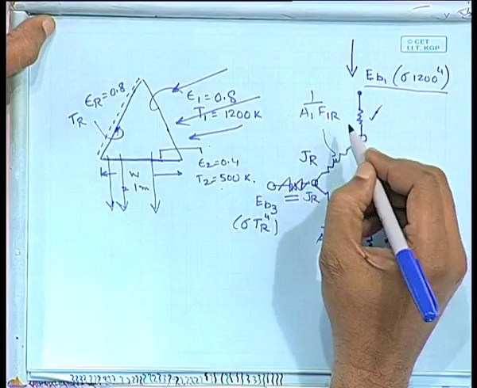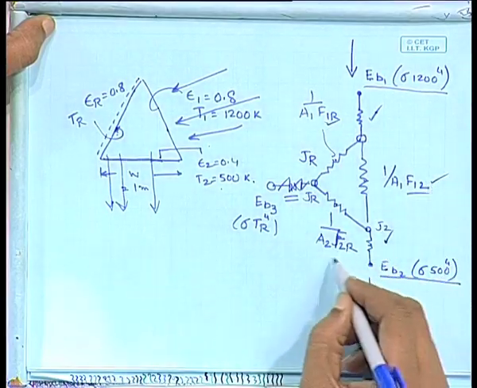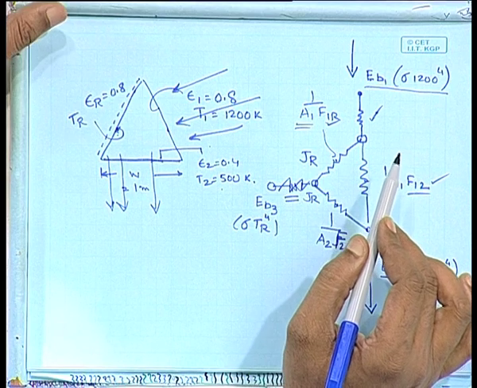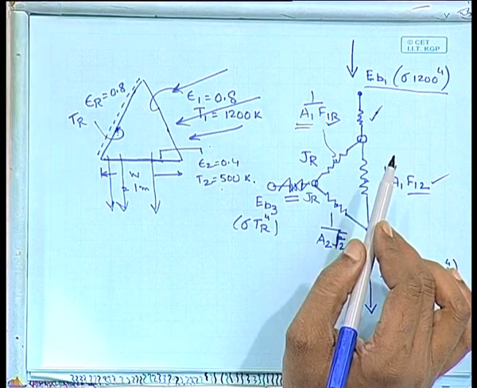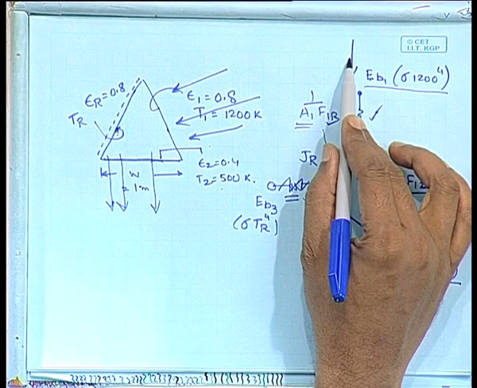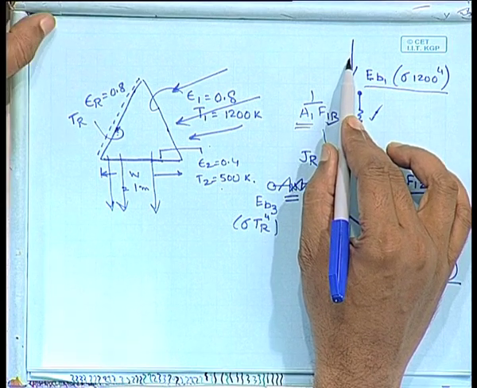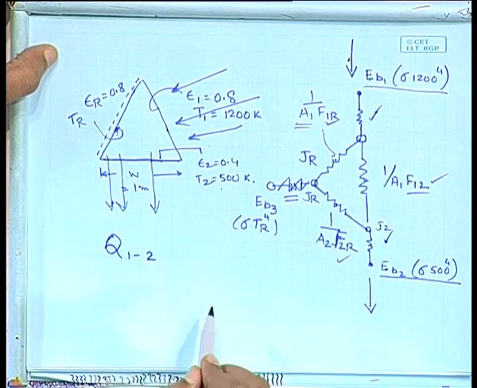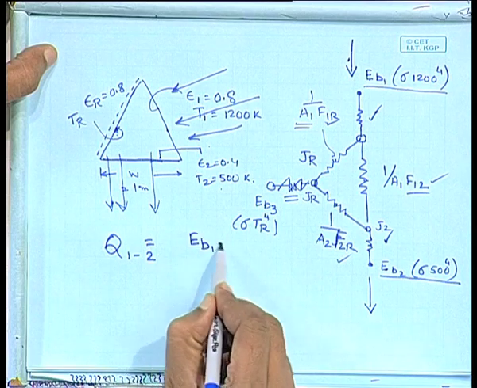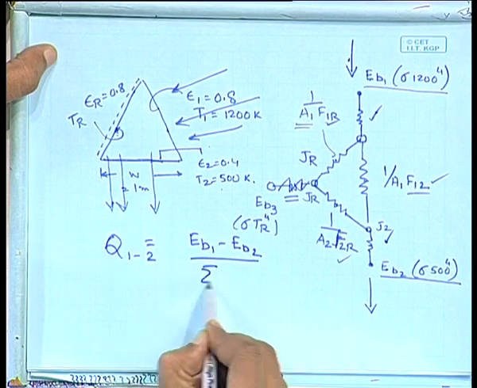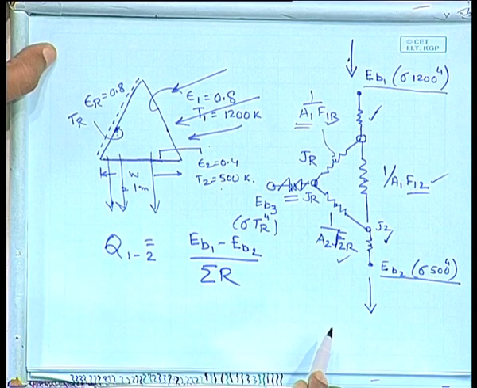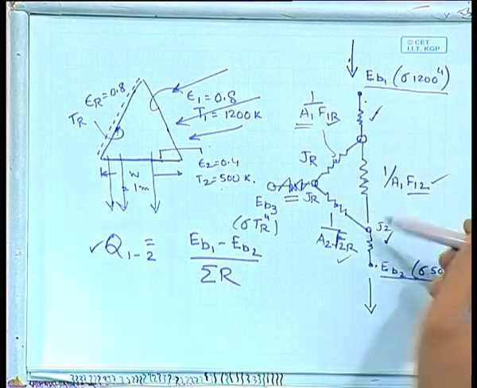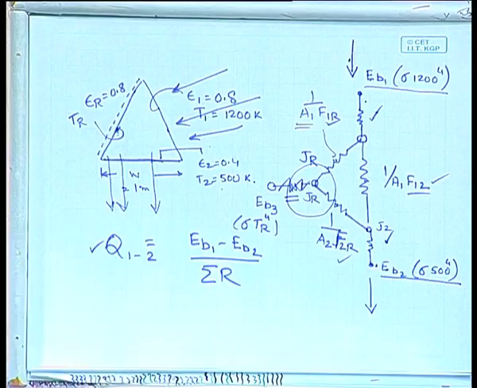So, you know what F1R, F12 and F2R are, numerical values known to you. Areas are either known to you, or you can take the area outside and express the energy that is going in terms of flux. So, I suppose you should be able to find out what is Q1 to 2, which is EB1 minus EB2 over the sum of all resistances. That way you can find out the total amount of energy that flows from here to here. Now, how do you find out JR?